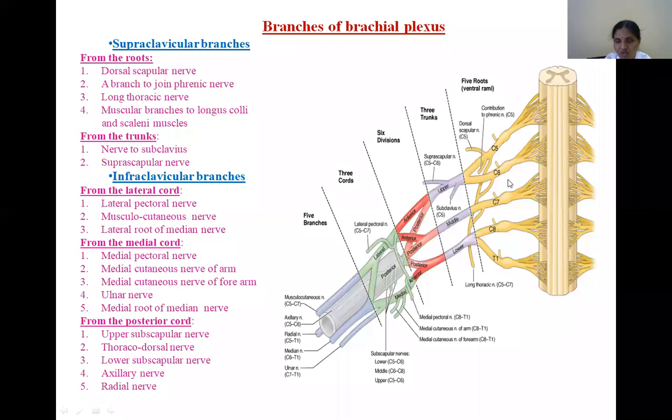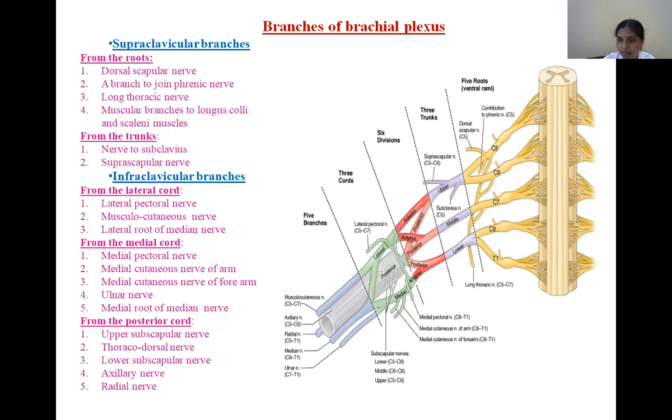Deltoid. Just imagine if the nerve to deltoid is damaged, there is no abduction. So what is the position of the arm? Abduction, the opposite is adduction. So the arm just hangs by the side of the trunk, that is adduction, close to the trunk. Then the infraspinatus and supraspinatus are also involved, so there is no lateral rotation. No lateral rotation means the arm is medially rotated.